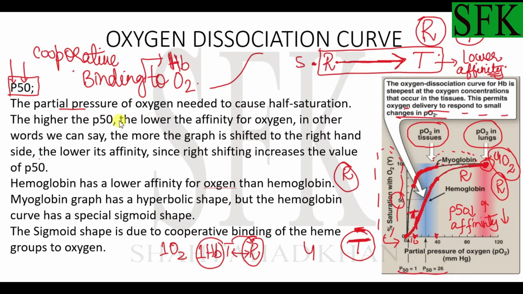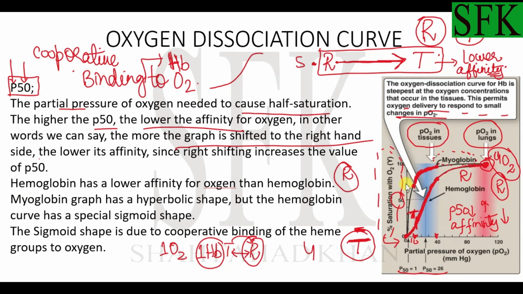Then finally, moving on, the partial pressure of oxygen needed to cause half saturation is known as P50. The higher the P50, the lower the affinity. This is an important relationship you guys should know. In other words, the more the graph is shifted to the right hand side, the greater this point becomes. The value of partial pressure has increased to cause 50% saturation in hemoglobin. So right shifting would increase the P50 value, and it will decrease the affinity for oxygen.